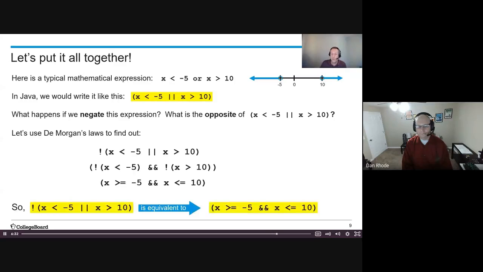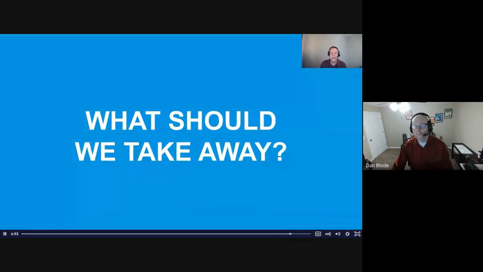So these are equivalent expressions. When I negated my original expression and I applied DeMorgan's law, I could say x is greater than or equal to -5 and x is less than or equal to 10. And if you think about that, that covers all of the area that's currently not shaded inside of my number line. And that's how DeMorgan's laws work. So what should we take away?